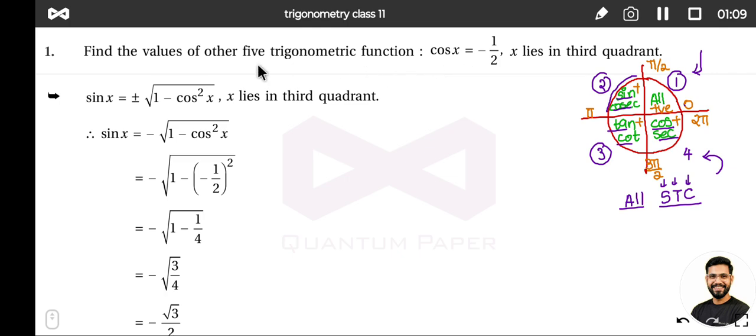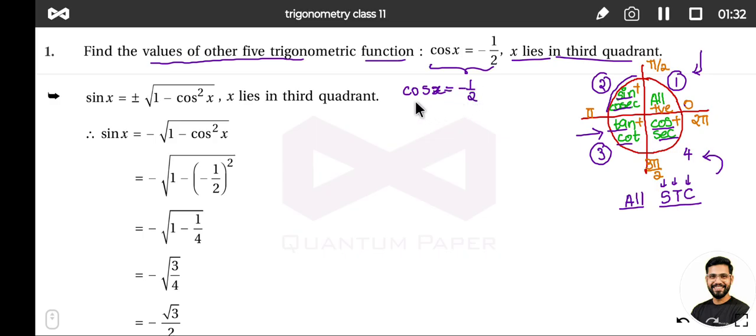So look at the first question. Find the value of the remaining 5 trigonometric functions if cos x is equal to minus 1 by 2, where x lies in the third quadrant. So in the third quadrant we know that tan and cot are positive, remaining all the ratios are negative. So cos x is given as minus 1 by 2. From cos we can directly find out sec x, because sec x is the reciprocal of cos x. So cos x is minus 1 by 2, then sec x is nothing but the reciprocal of cos, that is minus 2 by 1, which is minus 2. So 2 we have done. Now remaining 4 we have to find out.